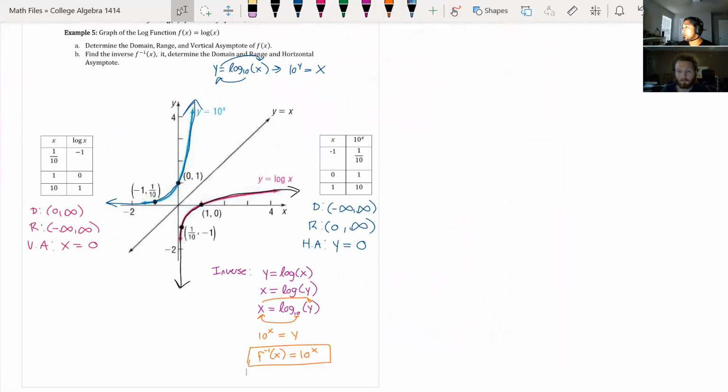All right, so there is the common log and its inverse. Any questions on that page?